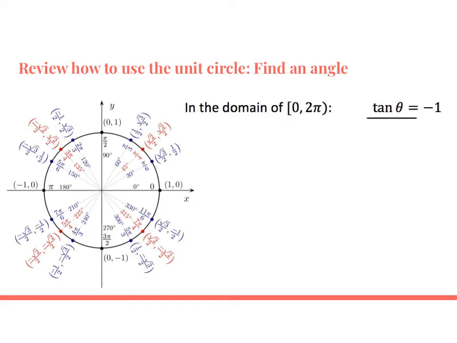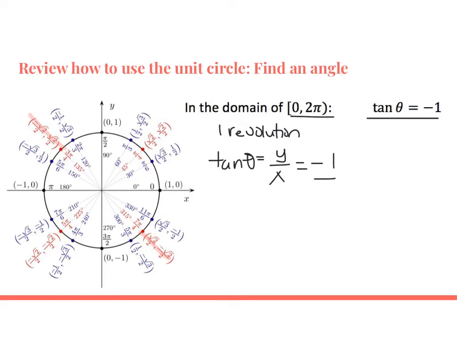Let's look at tangent of theta equals negative 1. Again, our domain is between 0 and 2 pi, so we're looking at 1 revolution. Since tangent is y over x, in order for that to be equal to negative 1, both your x and y coordinates need to be the same, but one of your values needs to be negative. So that happens in quadrant 2 and quadrant 4 when we have the x and the y value the same, but one of those is negative.